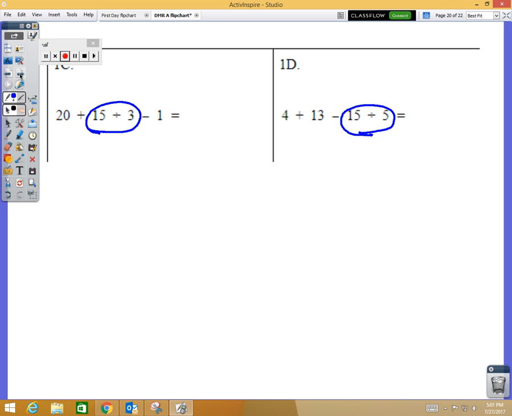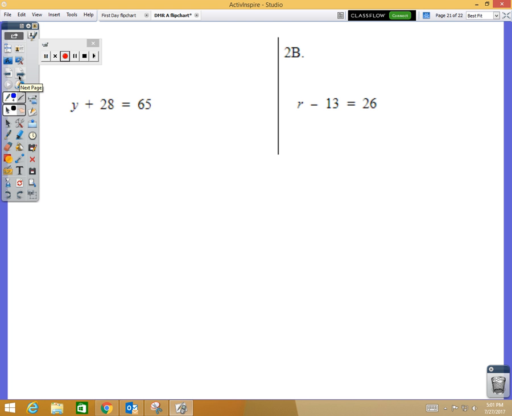Alright, so let's look at our next type of problem on Math Review A. And the second type of problem is a one-step equation, and we're going to be using the inverse operation. Now, whenever we are solving an equation, our goal is always to get the variable by itself. So the variable is the y. We want to get that y by itself. So that means we need to get rid of anything that is by that y. We want to get rid of this plus 28. So we want to do the inverse, the opposite. So the opposite of plus 28 is minus 28.